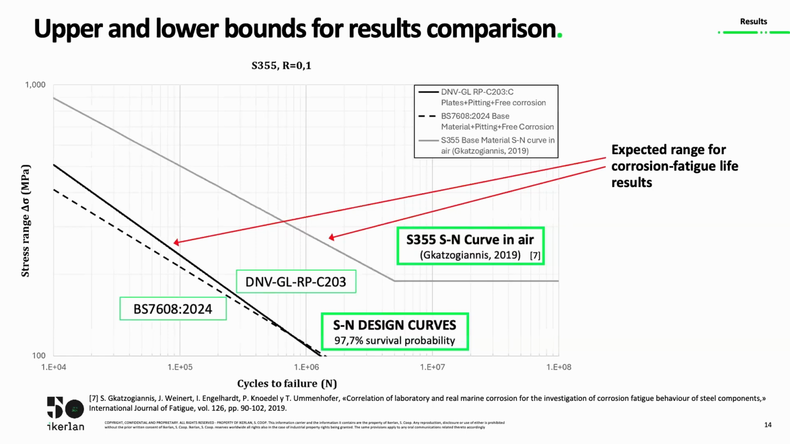Now, prior to presenting the results comparison, I would like to say that we defined an expected range for corrosion fatigue results using upper and lower bounds. The upper bound consisted of the SN curve in air, and the lower bound was defined by the SN design curves proposed by the codes DNV and British Standard.